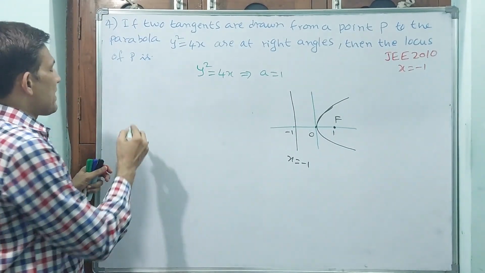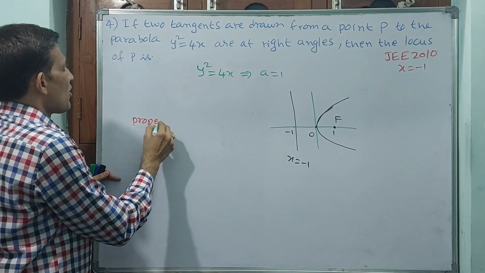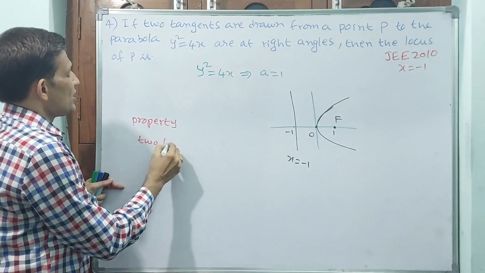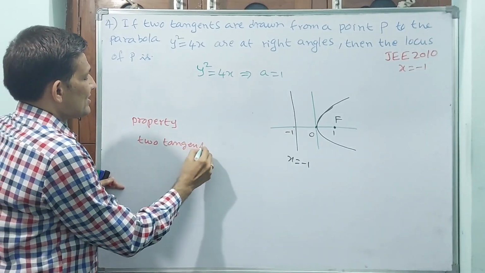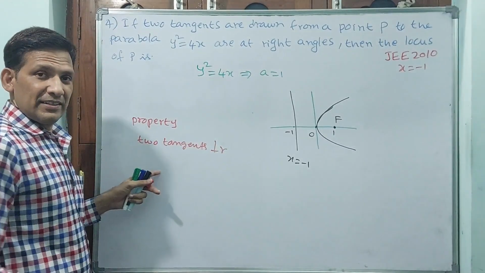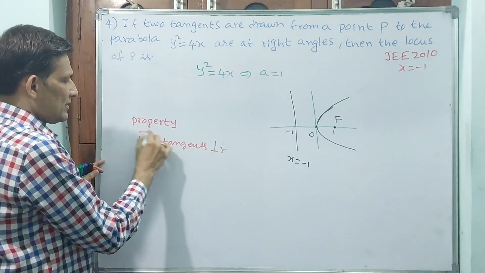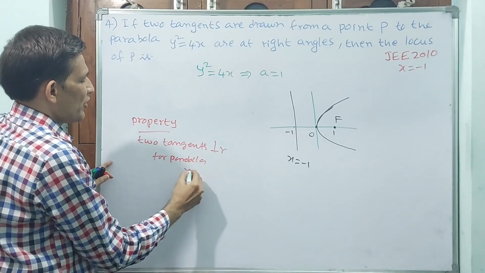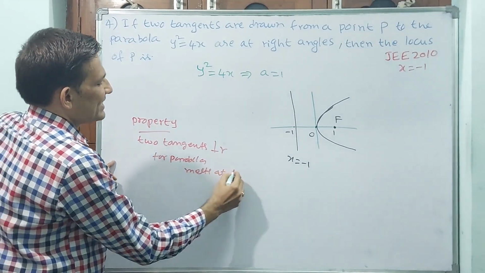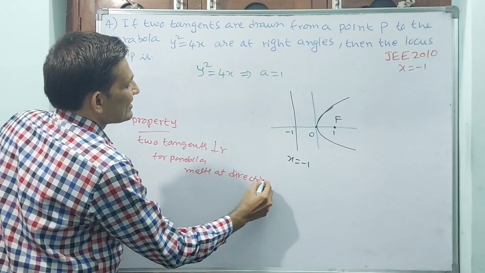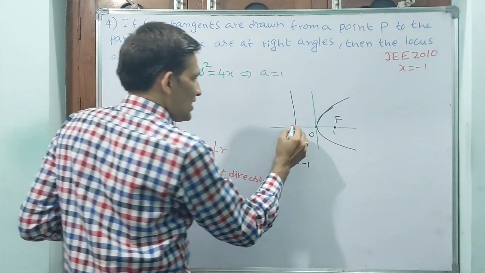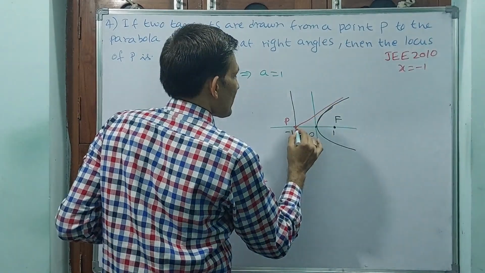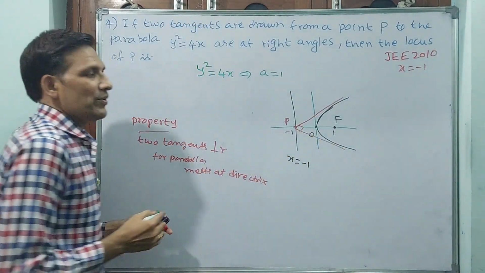What is the property of the parabola? The property I am talking about: two perpendicular tangents to a parabola meet at the directrix. That means, see, this is the point P, and this will be 90 degrees.